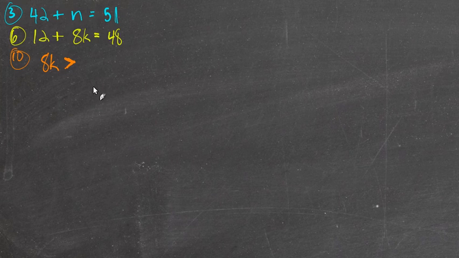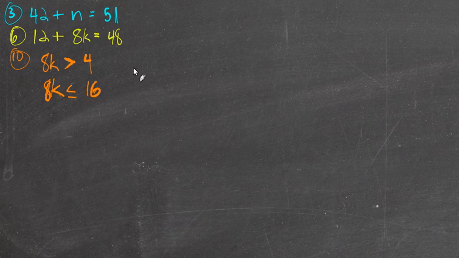So 8k is greater than 4 and no more than 16. Okay, so it's greater than 4. And they're saying it's no more than 16. So 8k is also going to be less than 16. And it just says no more than, so it could be less than, or it could be 16. 16 is no more than 16. So if 8k were 16, it wouldn't be more than 16. We can put this together.